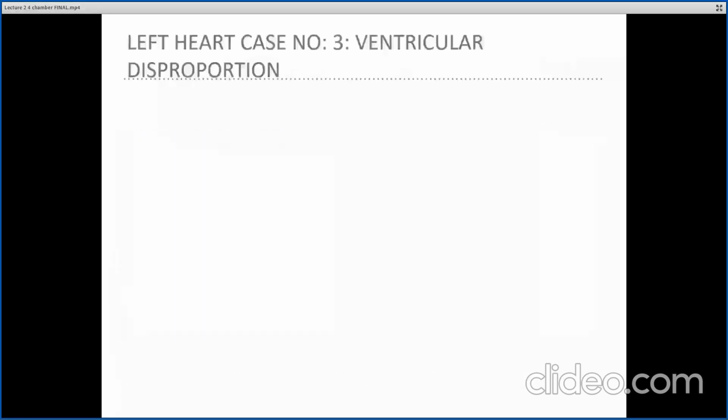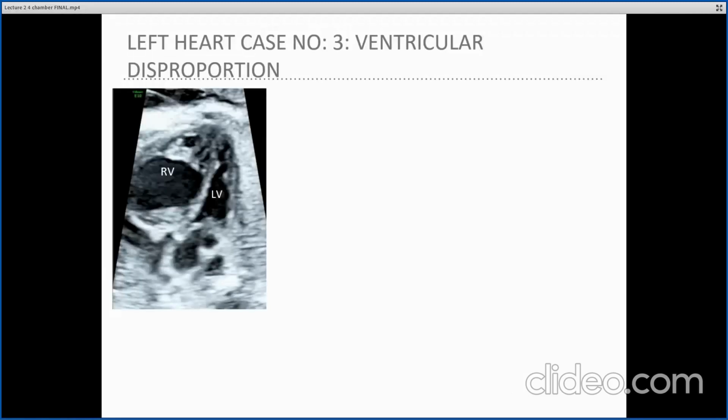The third abnormality of the left heart is ventricular disproportion or ventricular asymmetry. When we look at this picture, the left ventricle is marked as LV. We can see that lengthwise the left ventricle is okay. It is reaching up to the apex of the heart. The length of the left ventricle and the right ventricle are almost comparable. However, when we look at the width, it is quite small.